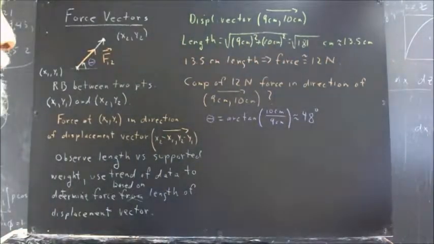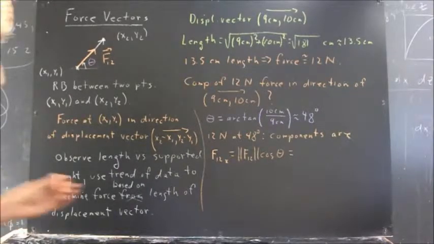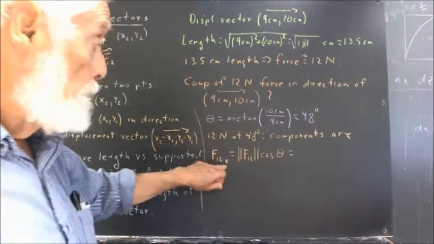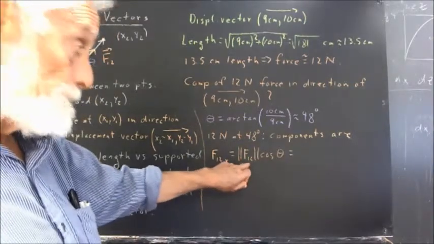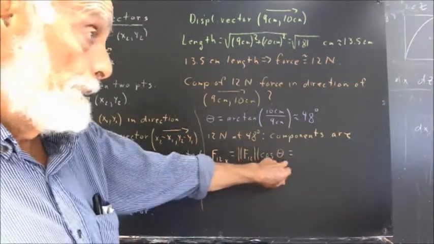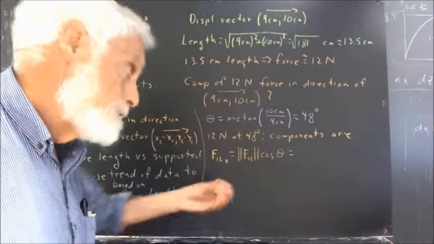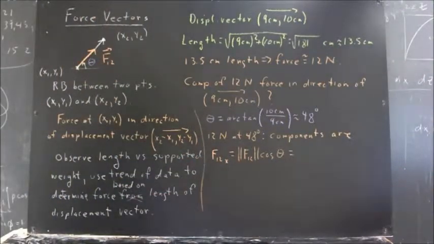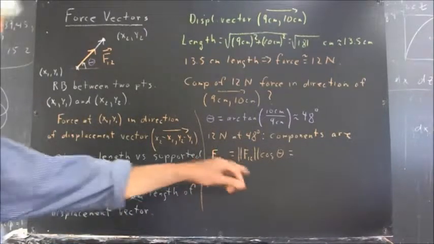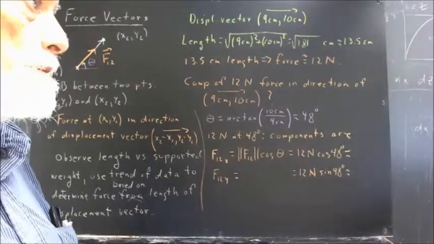So what are the components of that vector? If you haven't gotten it, the F12x component is magnitude of F12 times the cosine of theta, and a similar expression for the y component. So once more, what do you get?